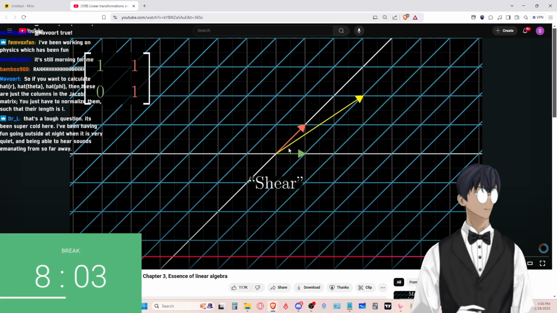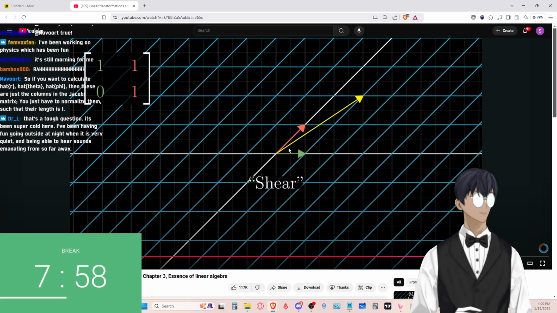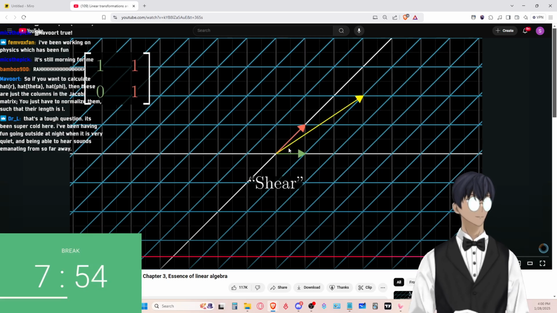Oh, okay. When you say normalized, does that mean you basically turn them into unit vectors? Is that what you mean? Like basically their length has to equal 1 in some way?